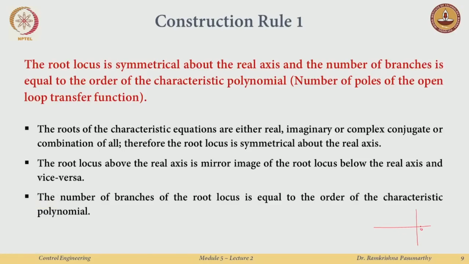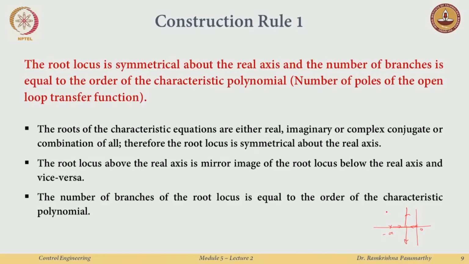I had a pole at 0 and a pole at minus a, and the root locus is such that this guy moves to this side and then they go to infinity. Okay. The first thing is the root locus is symmetrical about the real axis, and the number of branches is equal to the order of the characteristic polynomial, or the number of poles of the open loop transfer function, or the number of poles of g times h. Okay. So, what does it mean? The root locus will always give me the location of the poles for different values of gain k.